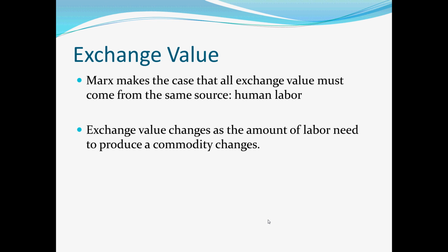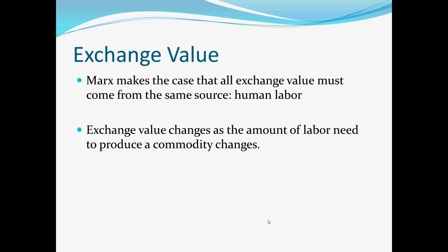So Marx makes the case that all exchange value must come from the same source, and he makes the case that it's human labor. I didn't put it in the slide, I just realized, but you should know that this argument that exchange value comes from human labor is called the labor theory of value. So it's the labor theory of value. So exchange value changes as the amount of labor needed to produce a commodity changes. So an item's exchange value is driven by human labor, so the more labor goes into an item, the higher the exchange value is.